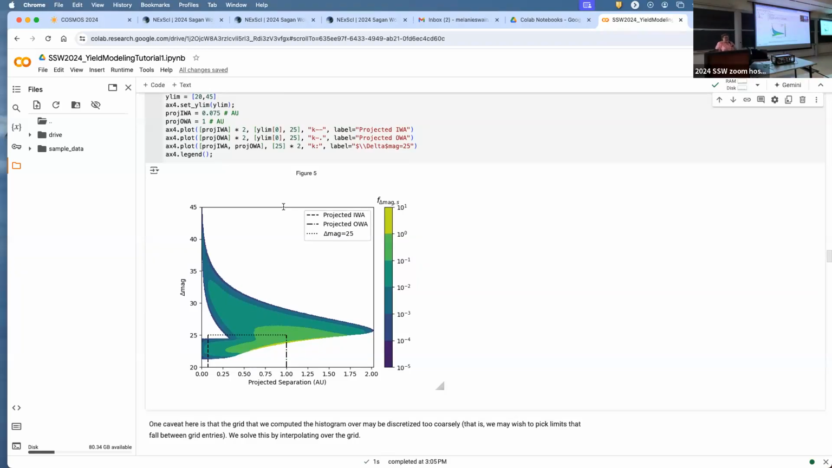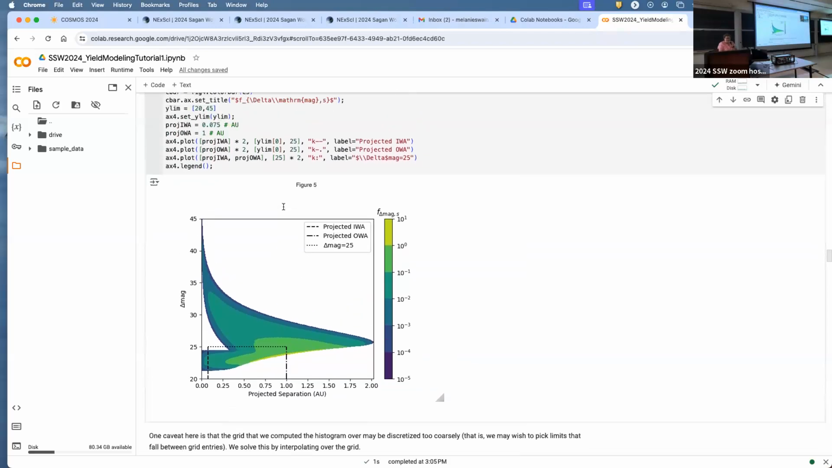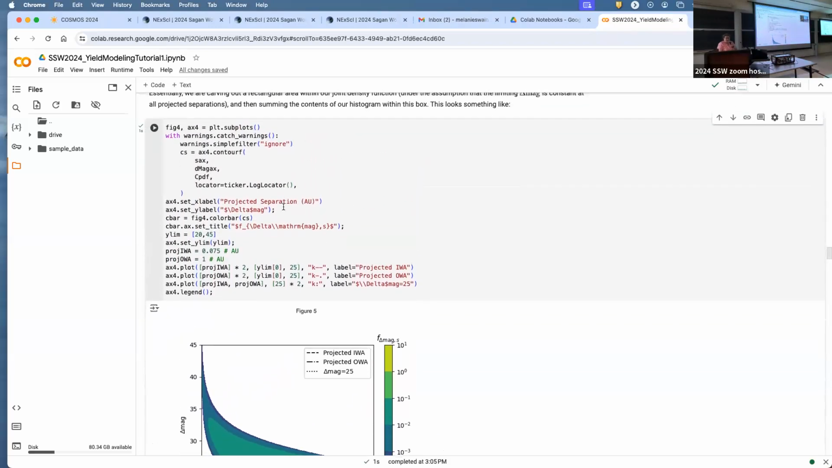And so for this case, we have actually picked some ranges of inner and outer working angle. Here we have inner and outer working angle. I'm sorry, this is what we're projecting our inner and outer working angles to be. And then we're plotting it. And let me scroll back down to the plot.